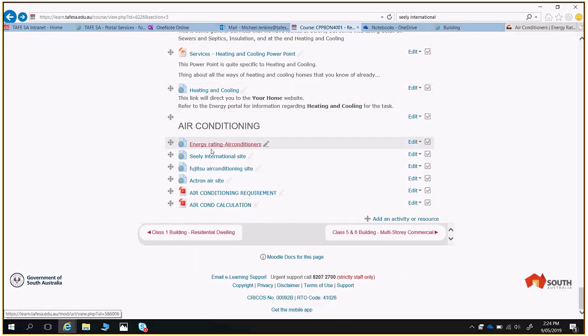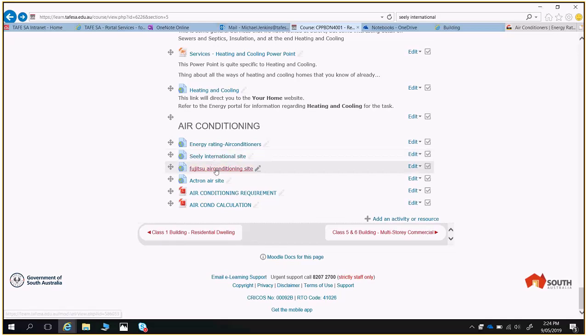Also, I've put in a link here to a company called Sealy International. Sealy are a manufacturer of heating and cooling units, located at Lonsdale. The reason I put this one on there is because they have a very exciting technology in terms of a very energy efficient air conditioning system, which is like the coming together of a reverse cycle and evaporative system.